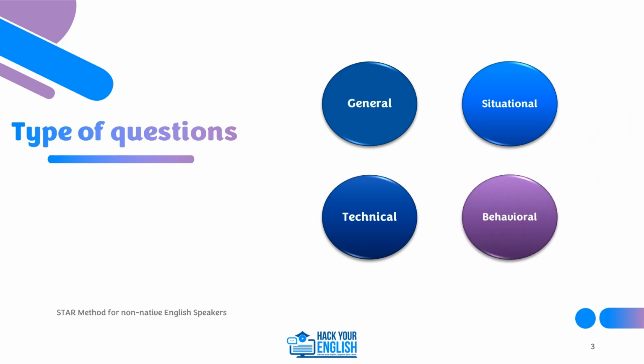And they are designed to dig deeper into your past experiences and actions. This type of question helps recruiters predict your future behavior based on your past actions. In other words, they want to know how you handle certain situations, how you think, and how you solve problems. They often start with phrases like, tell me about a time when, or can you give me an example of? In this course, you'll learn how to answer behavioral questions using the STAR method.